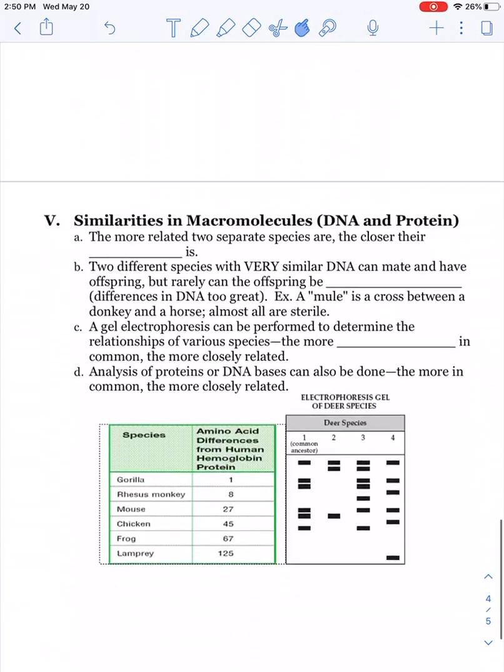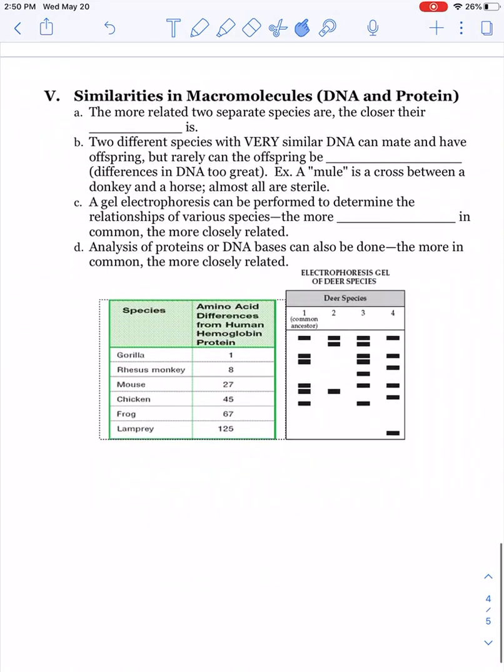Finally, the last evidence item for evolution is the most modern evidence item, and that is genetic material. You can compare organisms' DNA, you can compare their proteins, and the more that their DNA and their genes have in common, the more that their proteins have in common, you can argue the more closely they are related. So the more related two species are, the closer their DNA is.